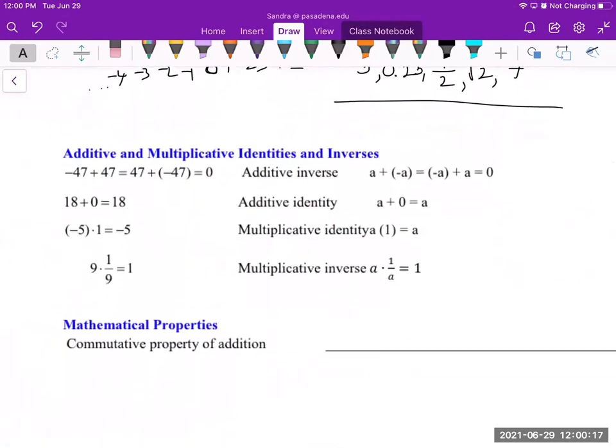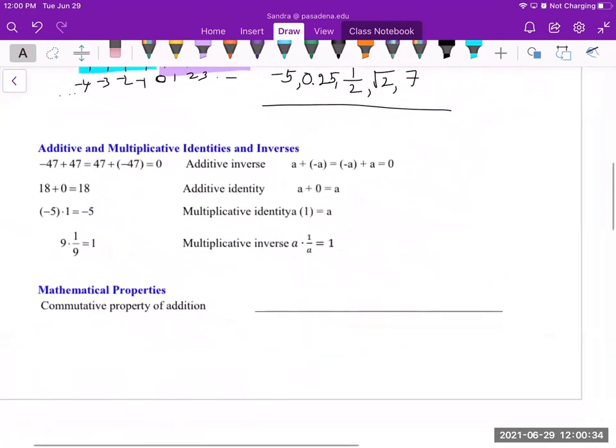Okay, here are just some properties that you have to know. We have something called the additive and multiplicative identities and inverses. Basically, the additive inverse says if you add two numbers, one positive and one negative, they're going to cancel out, because if I have 5 plus a -5, they cancel out. Additive identity: 18 plus 0 is equal to 18. In math, we write it as a plus 0 is equal to a, because a represents any number.